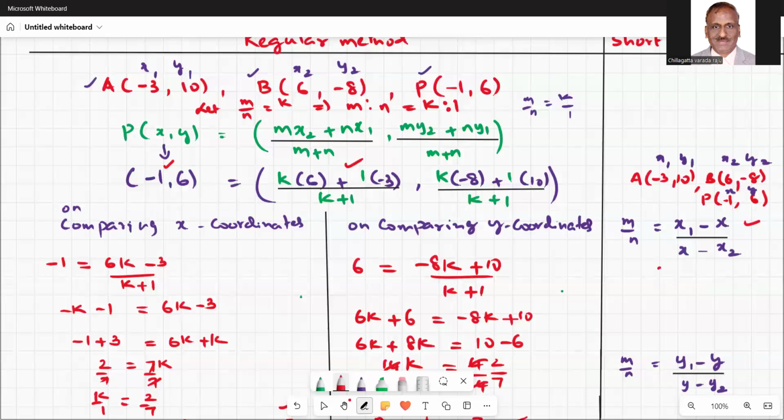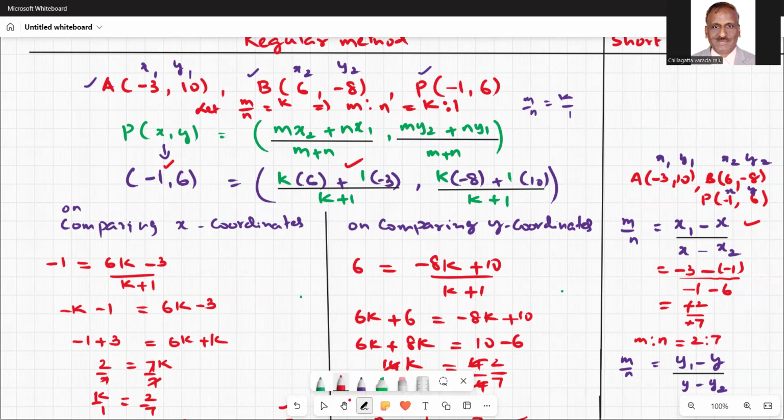What is x1 in the condition? x1 is equal to minus 3. Minus x is equal to what? Minus 1. Minus of minus 1. Divided by x, which is once again minus 1. And minus, what is the value of x2? x2 is equal to 6. So that gives you minus 3. Minus of minus gives you plus 1. Minus 3 plus 1 is equal to minus 2 divided by minus 7. Minus and minus will cancel. Therefore, M is to N is equal to 2 is to 7.